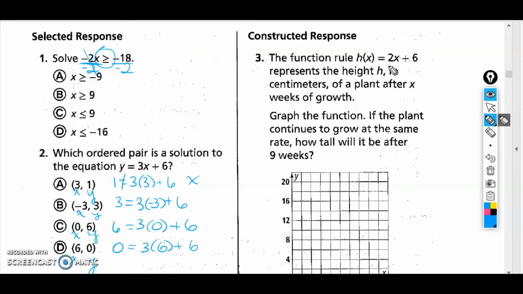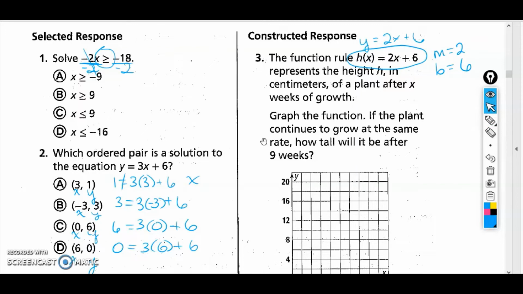Number 3, the function rule h of x equals 2x plus 6. So this is written in function notation. This h of x is the same thing as y equals. This represents the height, h, in centimeters of a plant after x weeks of growth. I can see that it is in slope-intercept form. So the slope is 2, and the y-intercept, which is the b value, is 6. Graph the function if the plant continues to grow at the same rate. How tall will it be after 9 weeks?